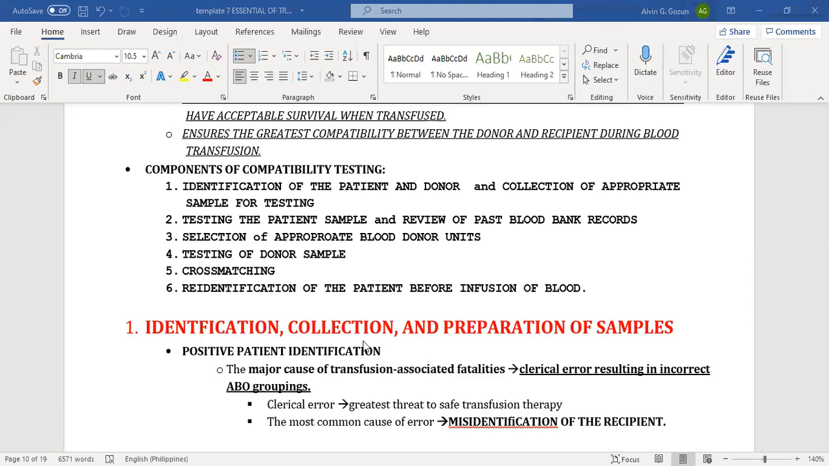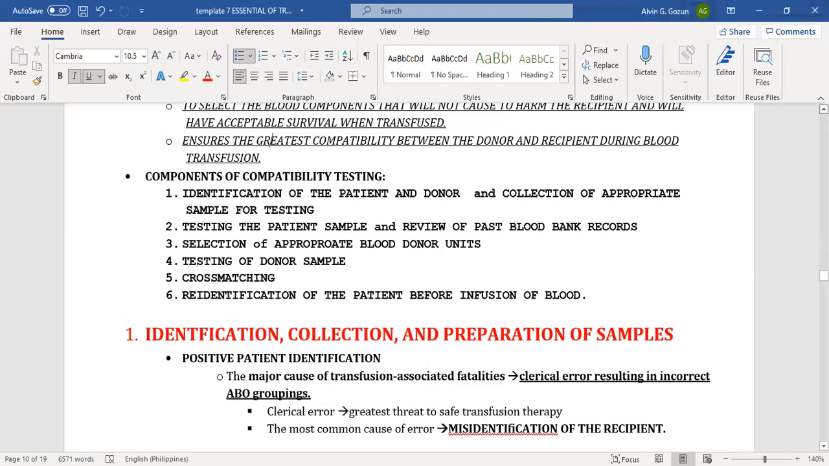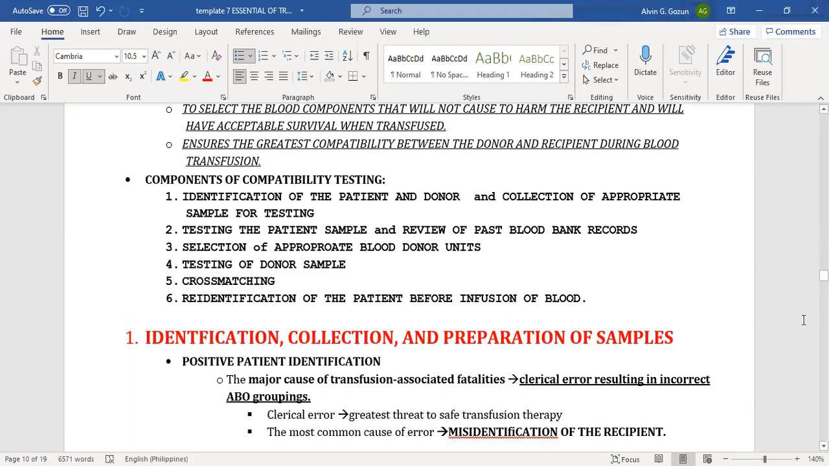Ayun. Number 5, cross-matching. And number 6, of course, re-identification of the patient before infusion of blood. Ay, guys. Tama pala. Akala ko nalampasan ko. Sorry, nalilito lang ako. Okay, let's proceed with number 1.